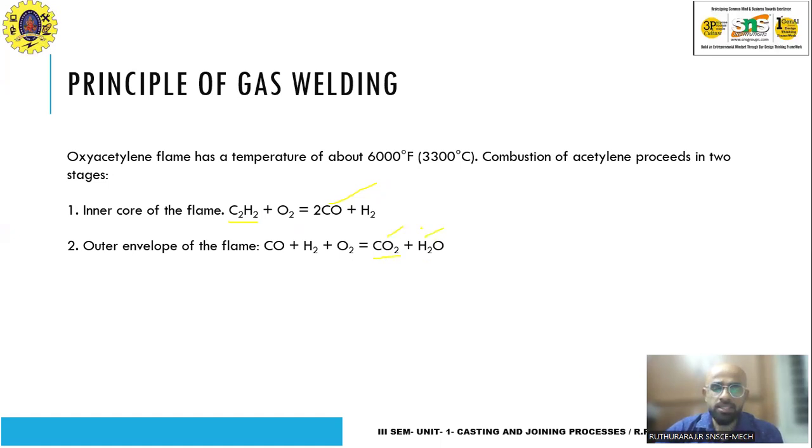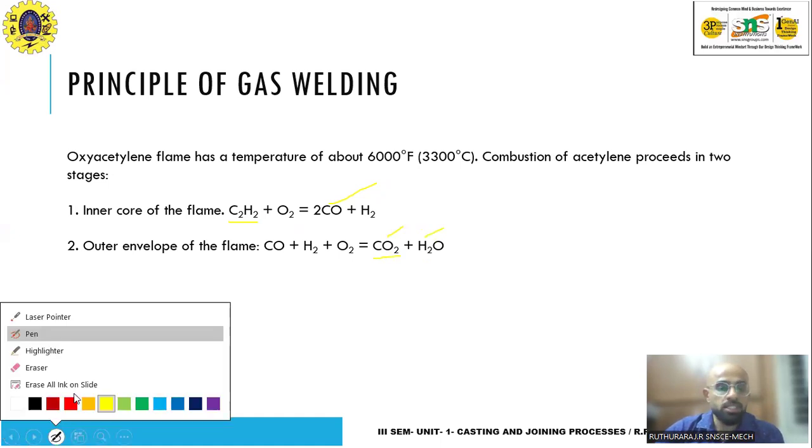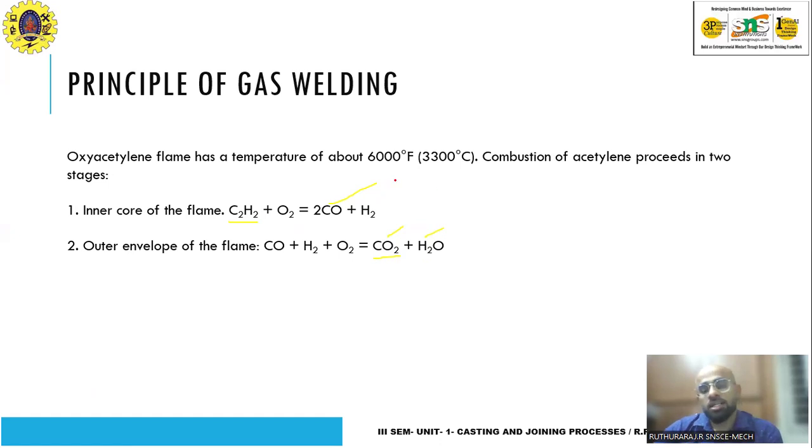So what the entire reaction specifies is that the burning of fuel takes place and a temperature of around 3300 degrees Celsius is generated. Such a high temperature is required to melt the metal instantaneously because it's a fast process. We need a very high temperature to melt the metal.